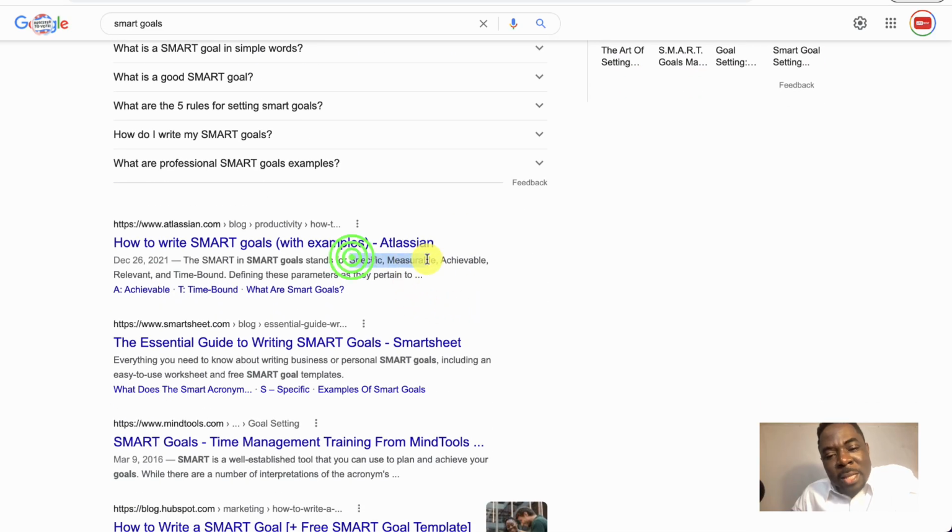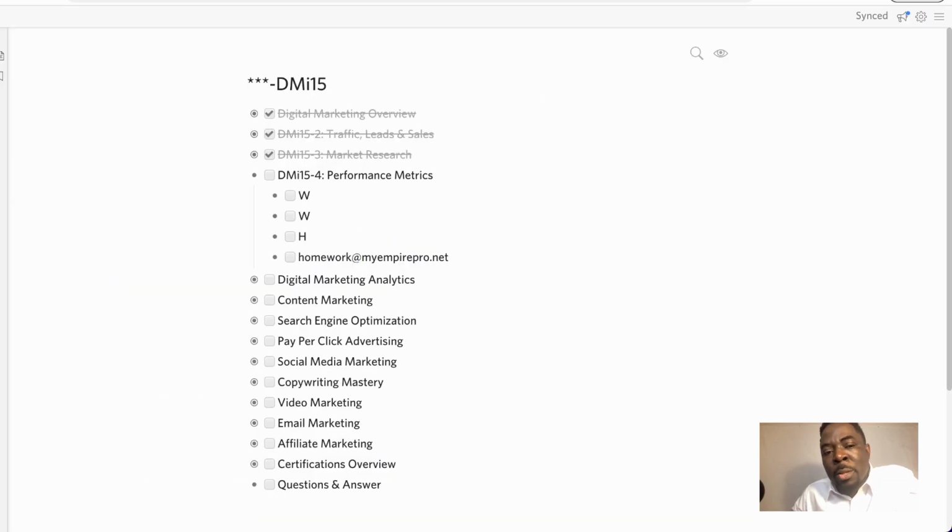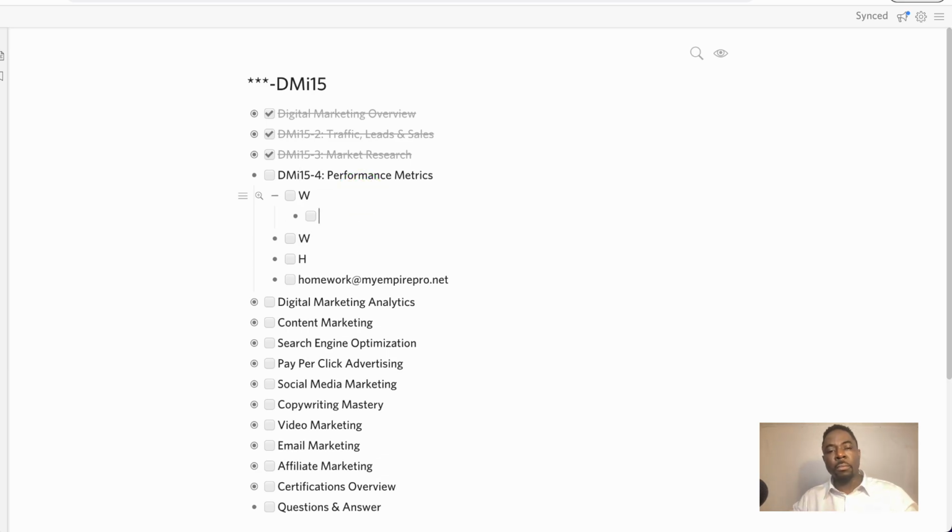It stands for specific, measurable, achievable, relevant, and time bound. Particularly measurable. We want to be able to measure what we're up to. We want to be able to track it, not after wasting money, not after wasting, even worse, time and energy. We want to be able to track our activities and how they're translating to results. The M stands for measurable.